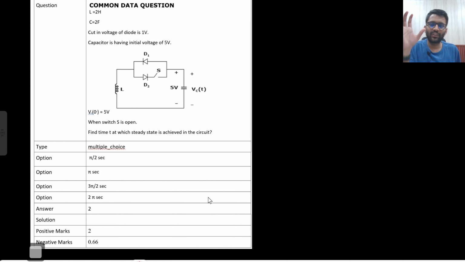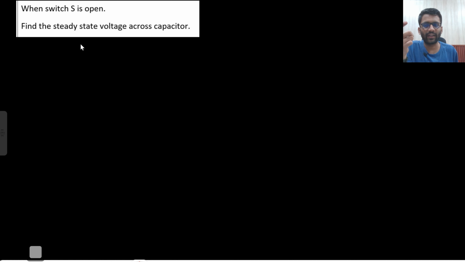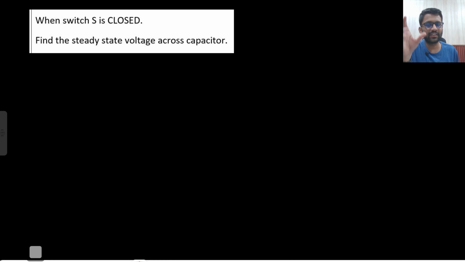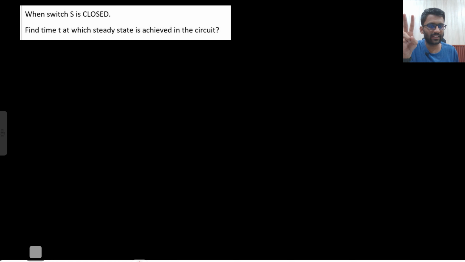So let's see the solution of this problem now. There are 4 problems in this one. First one is, the switch is open, then at what time will steady state be reached? When steady state is reached, what is the voltage across the capacitor? Then switch S is closed, then when will the steady state be reached? And if steady state has been reached, what is the voltage across the capacitor? So 2 circuits are there and 4 questions are there.